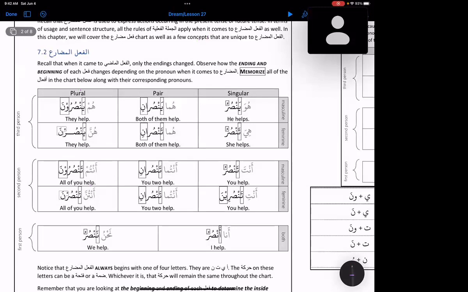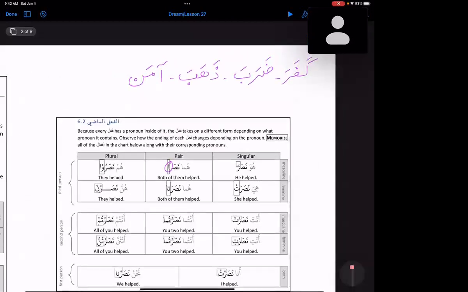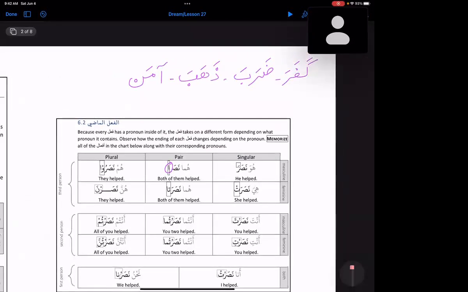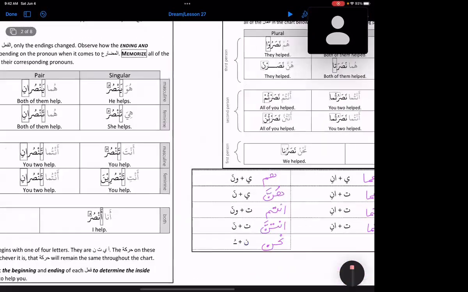Why are we changing the middle root letter? Okay, ana akfuru, nakfuru. So the middle root letter, we need to be very careful; we cannot change that. Perfect, alhamdulillah. Did we do all four? Okay, so now let's analyze what's going on.